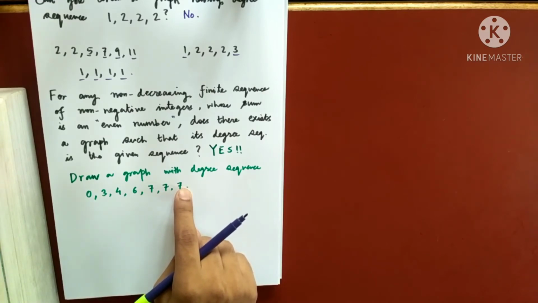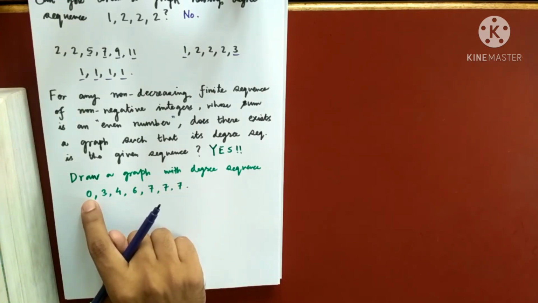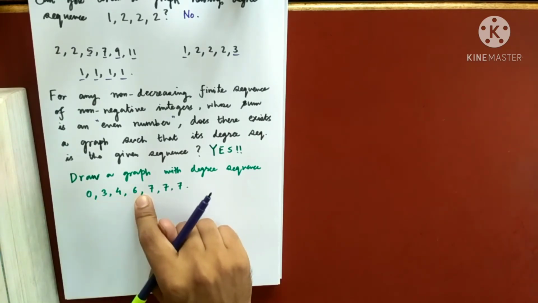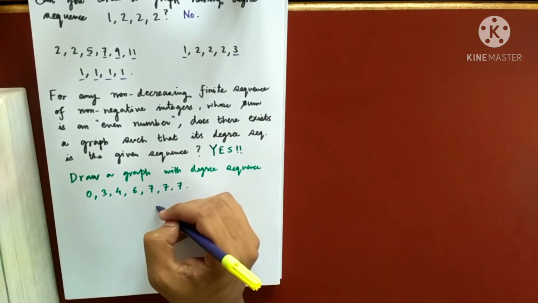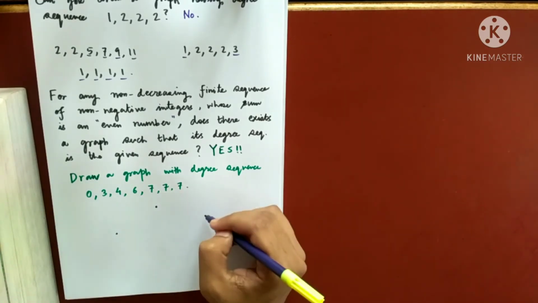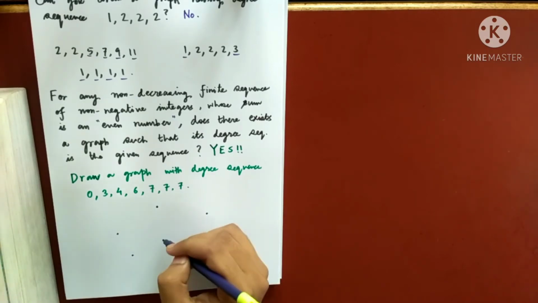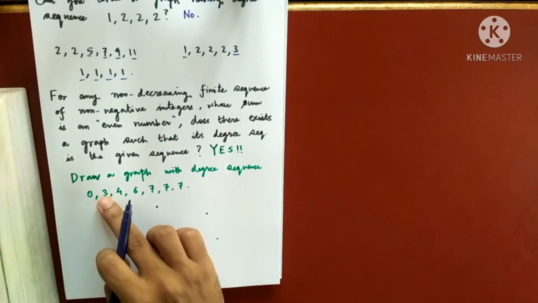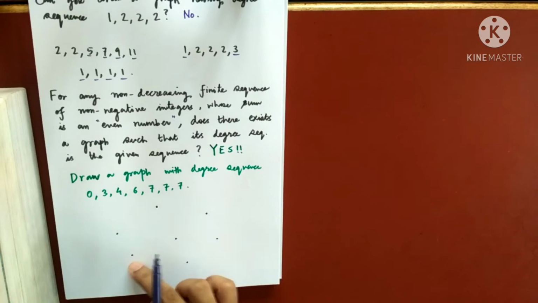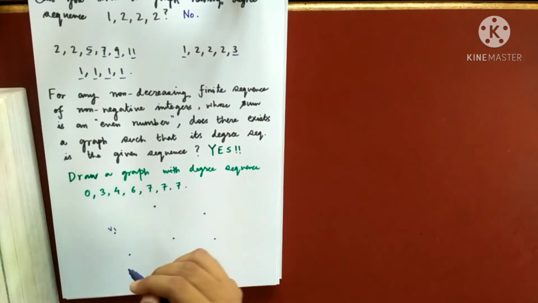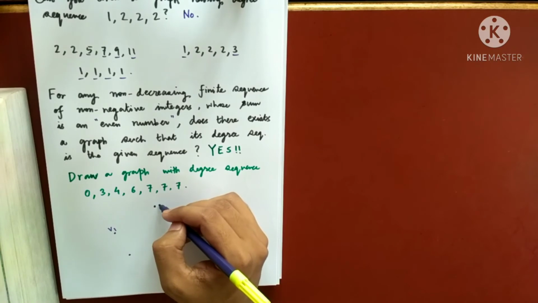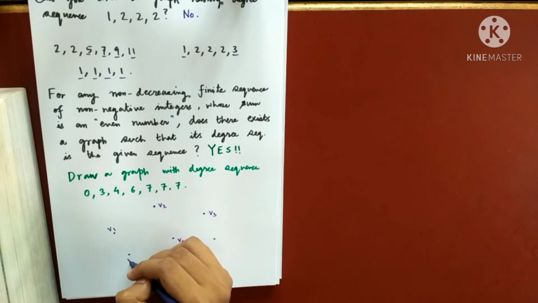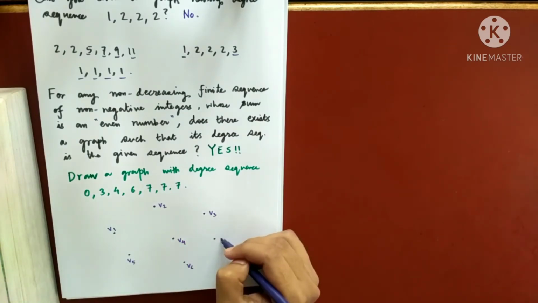So I am assuming that, suppose degree of the first vertex is 0, v1 is 0, v2 is 3, v3 is 4, v4 is 6, and so on. So you take the graph like this: 0, 1, you draw anywhere, 2, 3, 4, 5, 6, 7, right? Call this v1, call this v2, call this anywhere, v3, we may call this v4, call this v5, call this v6, call this v7.